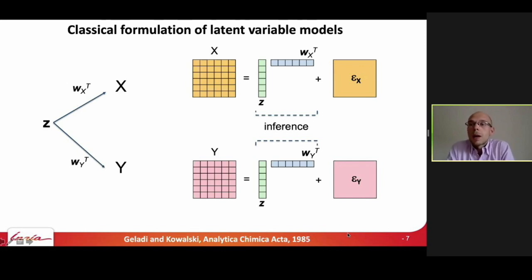Classically, this problem has been formulated as a linear problem in which the latent variable is linearly transformed into the data space through projection matrices, projection vector. And so it requires solving jointly this multivariate linear regression model for the inference of both latent variable and projection. And it can be shown actually that solving this problem amounts to modeling the cross covariance between the different views x and y.